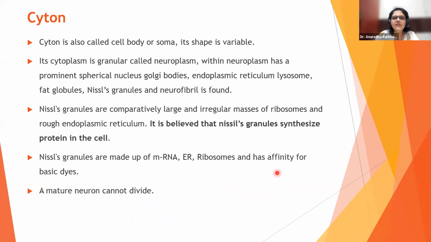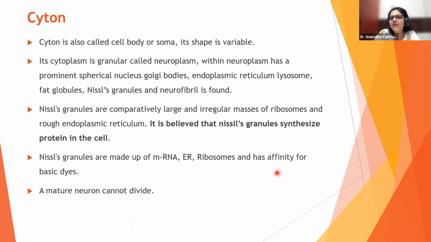Cyton is also called the cell body or soma. Its shape is variable. Inside, its cytoplasm is granular, which is called neuroplasm. I hope you all remember Nissl's granules are present in them. Therefore, it is granular. It contains nucleus, Golgi bodies, ER, lysosomes, fat globules, Nissl's granules, neurofibrils. All will be present in the cytoplasm.